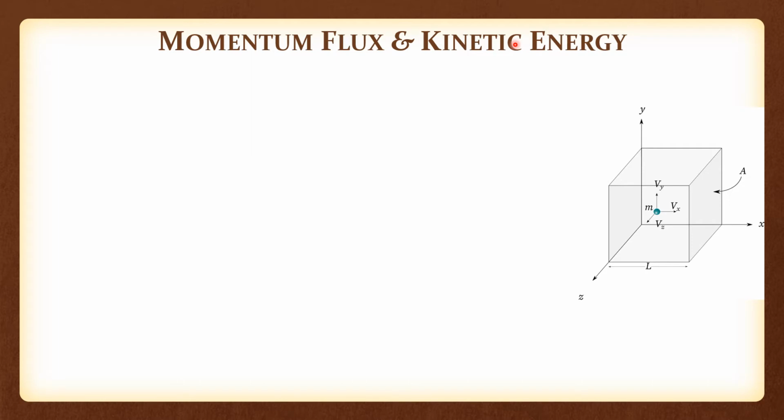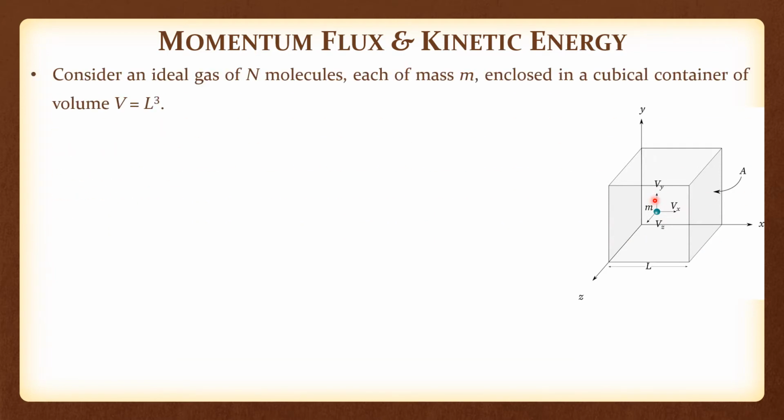pressure, right, and kinetic energy of these gas molecules. So for this, we consider an ideal gas of capital N gas molecules, each of mass m, enclosed in a cubical container of volume L cubed. So this is L, that is L, and that is L cubed. And this molecule is moving at a certain velocity, in that there are three components: X component, Y component, Z component, depending on the coordinate frame. And then each of these is a surface, and the surface area is L square.